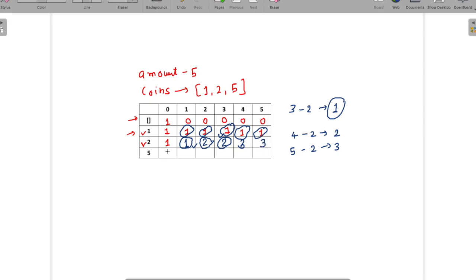Same way let's calculate for 5. So here it comes as 1, as 1 is less than your current denomination. So again we will take the same value from the above solution. Here we will take the same from the above solution.